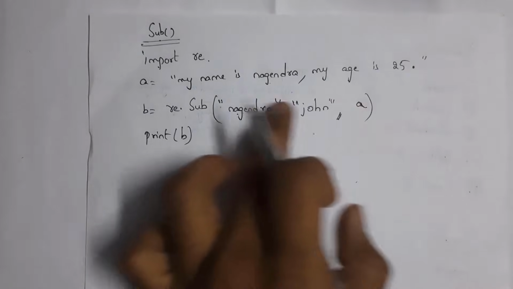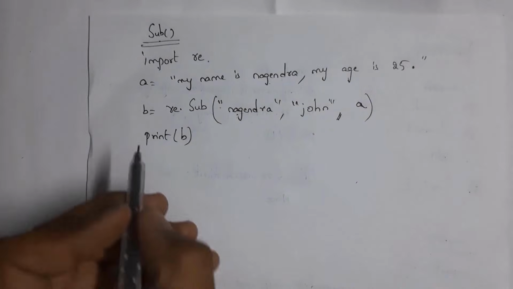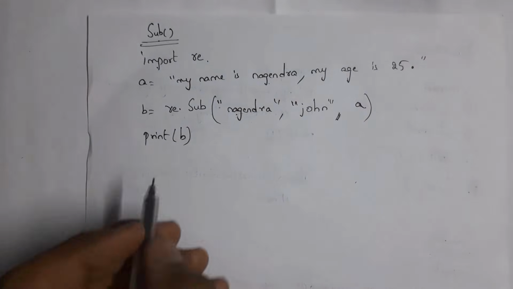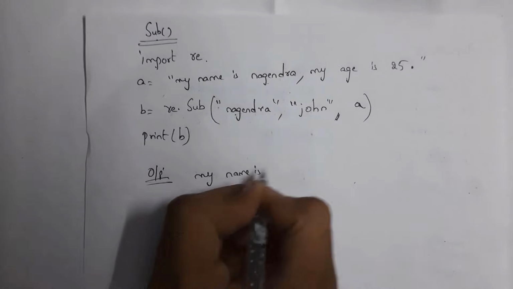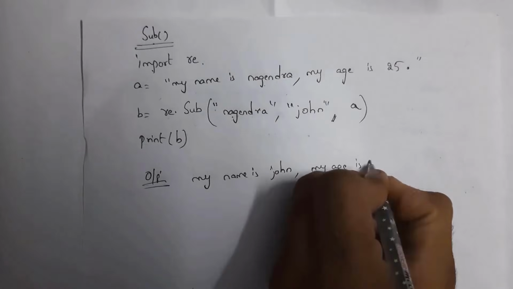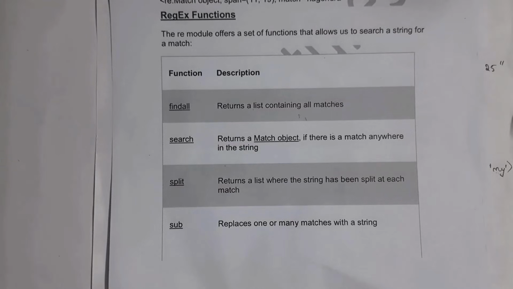And now this result is stored in variable B. So whenever you write here print B, you will get output. It will represent output in the form of string. So you will get output, my name is John, comma, my age is 25. These are definitions of various functions.